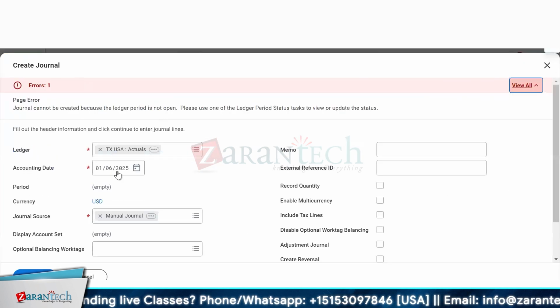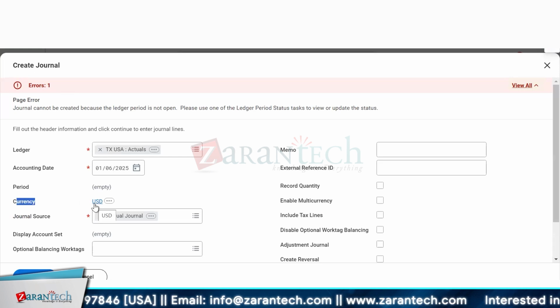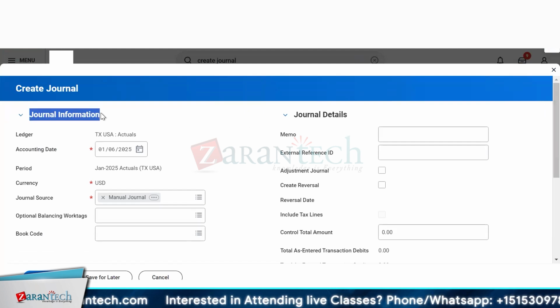Now go back to your journal again. This is the journal header information we discussed last time, but journal source we will discuss later. Here the currency is automatically coming up with the company, that is USD, assigned at the company level. So if I click OK, all the errors have gone now, meaning my initial GL setup is completed. We will discuss this relevant field later on. So this is the header information, the general details at the header level.